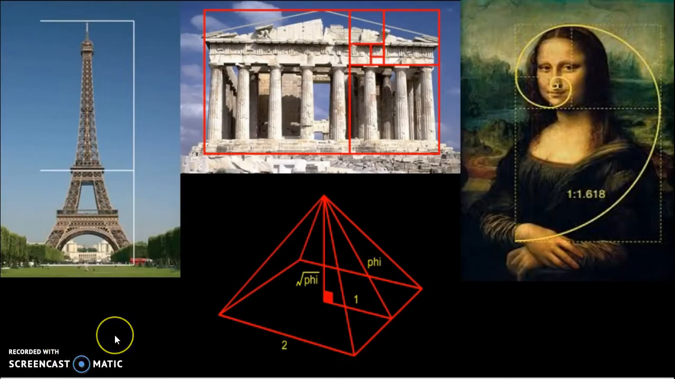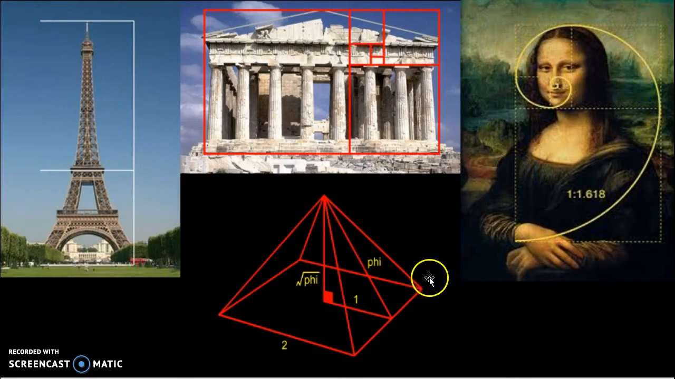The next thing we're going to learn about is phi in art and architecture. First here you have the Eiffel Tower, which fits in the golden rectangle. The golden rectangle is basically just a rectangle, but when you divide the length by the width, you get phi. It's the same thing with the Parthenon in Greece. It fits in the golden rectangle. And then you have the Mona Lisa, which fits in the Fibonacci spiral. Surprisingly, that's why it looks so good.